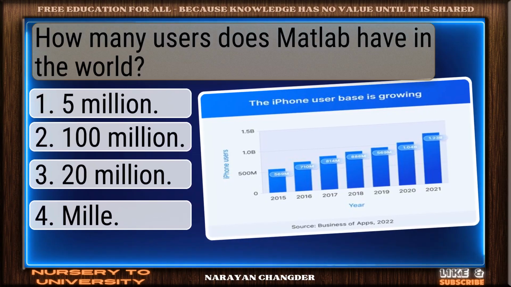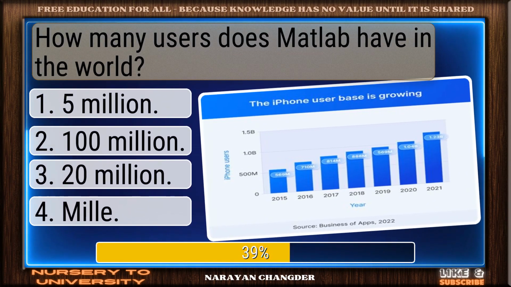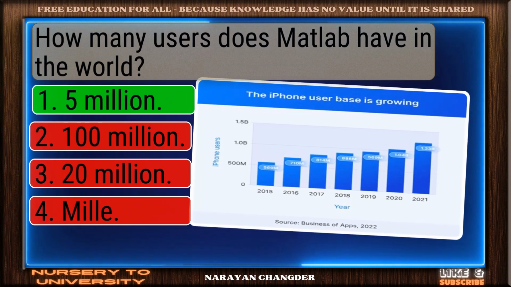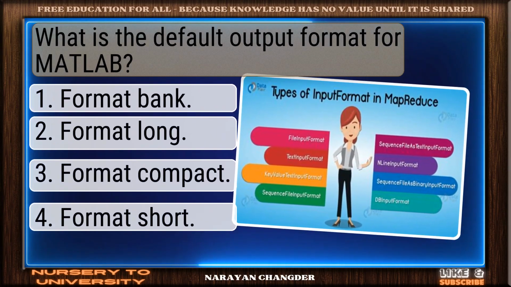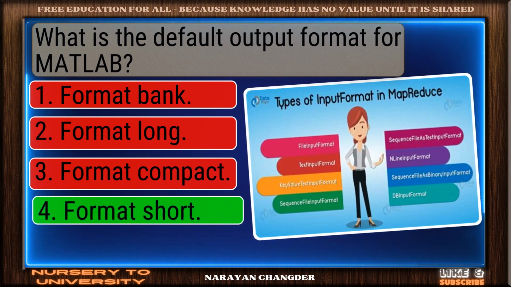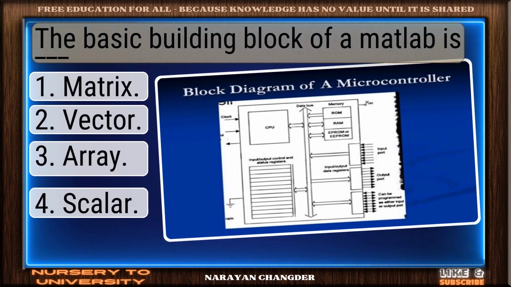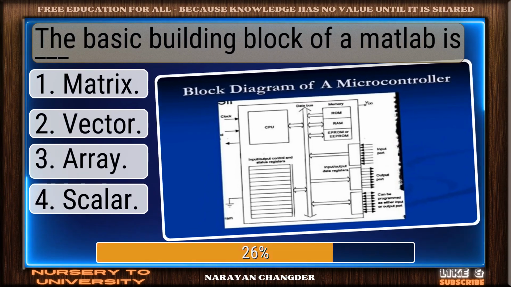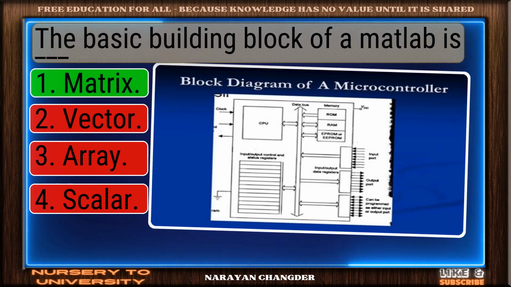Question number 52. How many users does Matlab have in the world? You're right. 5 million is the correct answer. Question number 53. What is the default output format for Matlab? On track. Format short is the correct answer. Question number 54. The basic building block of Matlab is dash. Strong choice. Matrix is the right answer.